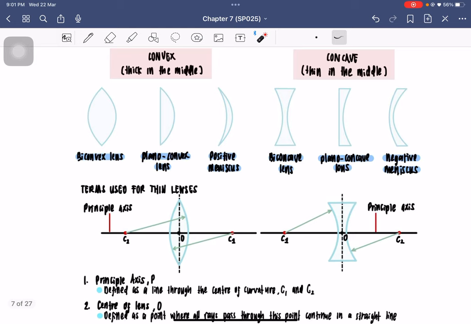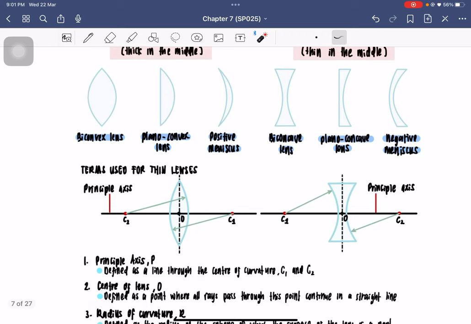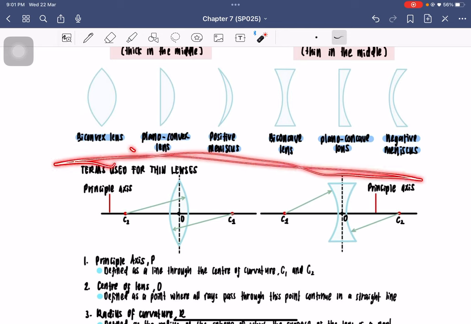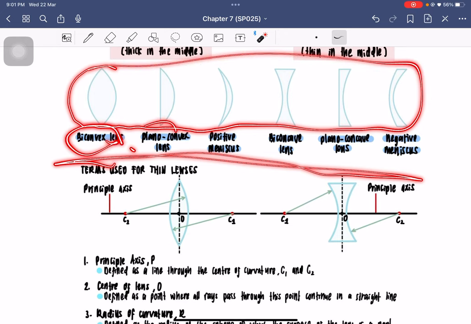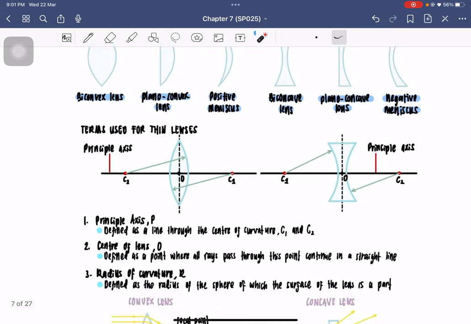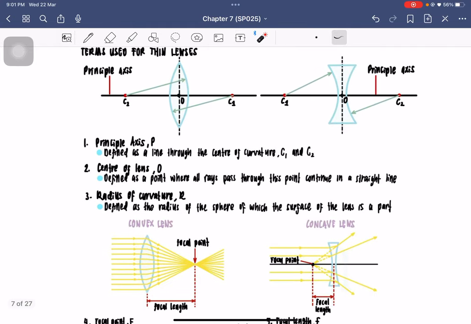So we have convex and concave lenses, where a convex lens is the one that is thick in the middle, whereas a concave lens is the one that is thin in the middle. Okay, so we call this a biconvex lens. This is a plano-convex lens. This is a positive meniscus. This is a biconcave lens, a plano-concave lens, and this one is a negative meniscus. Basically you need to know the shape of the lenses, if the question gives you the word only. Okay, so these are the terms used for thin lenses.